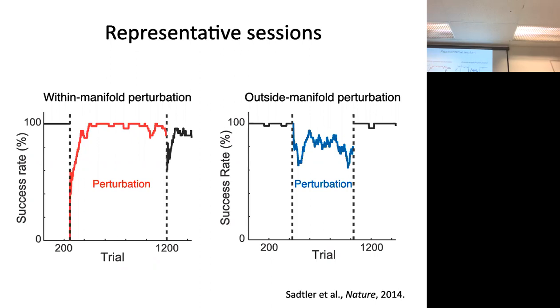You can think about the outside manifold perturbation this way: B is a 2 by 90 matrix, if you have 90 neurons. An outside manifold perturbation is permuting the columns of B, which is mathematically equivalent to permuting the neurons.